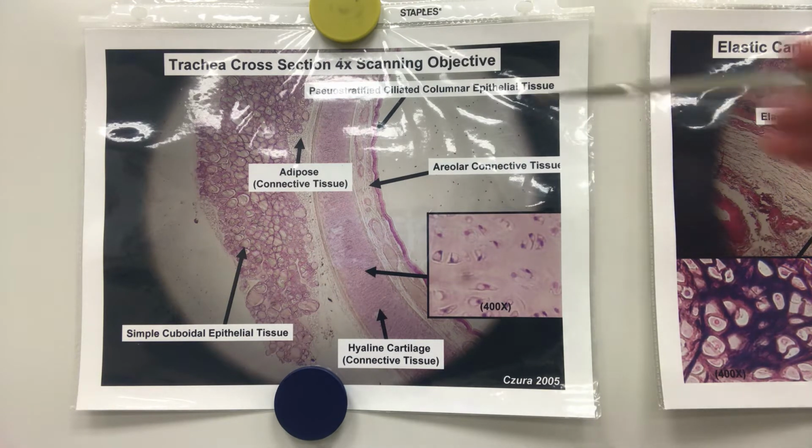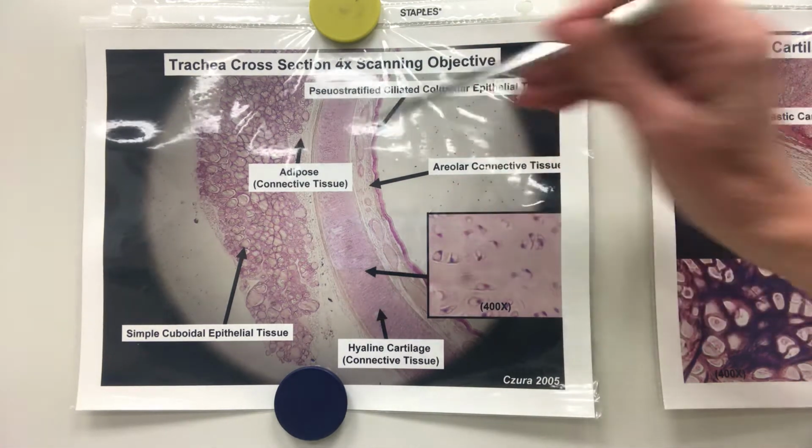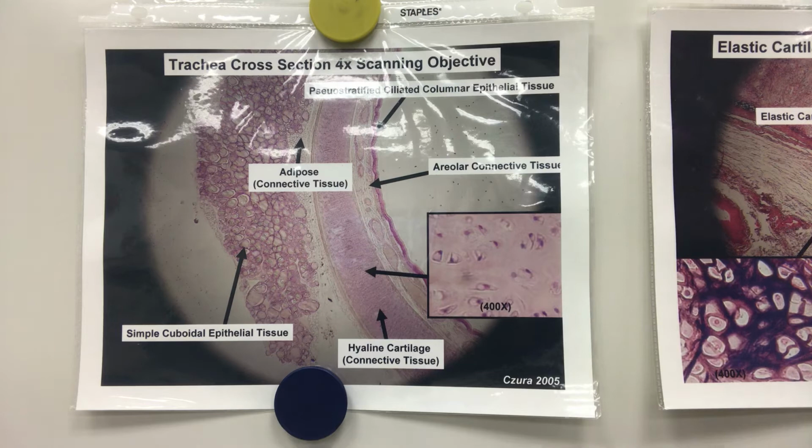Now all the cartilage, this is a cross section of your trachea. And we have in the trachea the rings that go around that kind of feel like a vacuum cleaner hose in your throat. Those are made up of what's called hyaline cartilage.